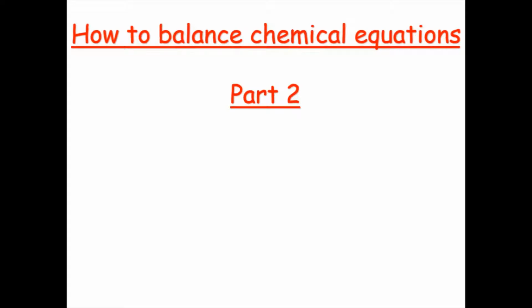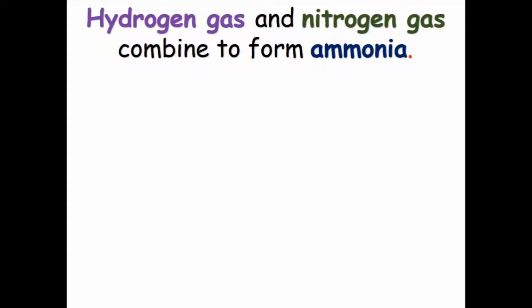Welcome to this second video about how to balance chemical equations. In this video we are going to look at some more examples about how we can balance chemical equations. The first example we are going to look at is the reaction between hydrogen and nitrogen to form ammonia.